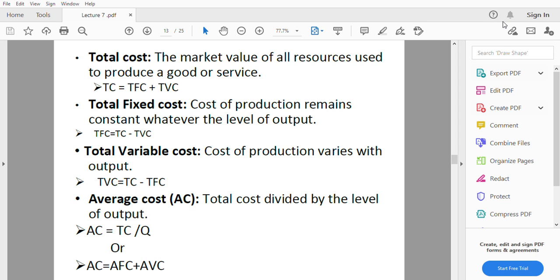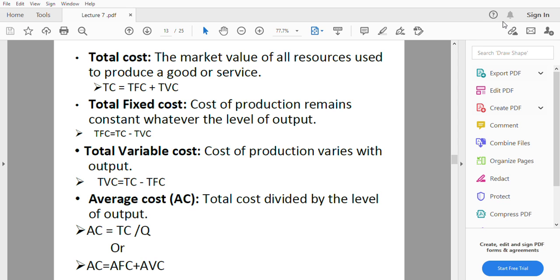Kindly note, total cost is the market value of all resources used to produce a good or a service, and it's mathematically expressed as total fixed cost plus total variable cost. So the amount you spend on the fixed factor and the amount you spend on the variable factor put together gives you your total cost. And so total fixed cost is the cost of production spent on the fixed cost only, and normally the total fixed cost remains constant no matter what level of output you have.